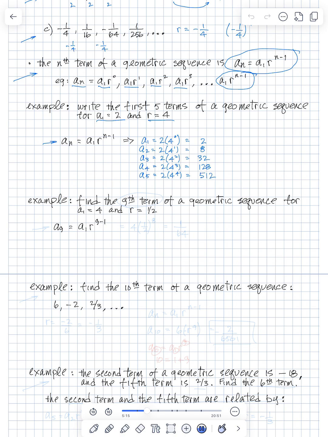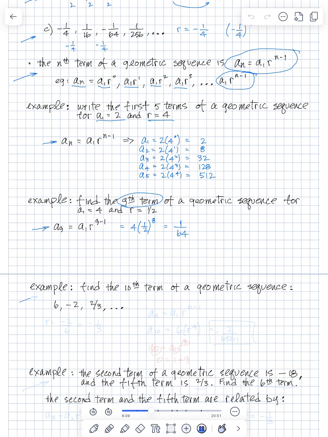So the next example, find the 9th term of a geometric sequence for a1 equals 4 and r is equal to 1/2. So we have the formula here, a9, the 9th term. This is equal to a1 times r to the 9 minus 1. So that's equal to 4 times 1/2 to the 9 minus 1, which is 8. That turns out to be 1 over 64. So that's the 9th term.